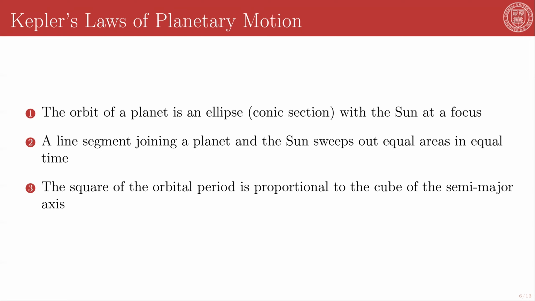Kepler continued his work using observational data and eventually postulated two other laws. The second one being that a line segment joining a planet and the sun sweeps out equal areas in equal time. And the third and final law being that the square of the orbital period is proportional to the cube of the semi-major axis. We have already demonstrated that the Newtonian analysis directly leads us to the conic section equation, which is law 1. We can also use our mathematical tools to find the other two laws.